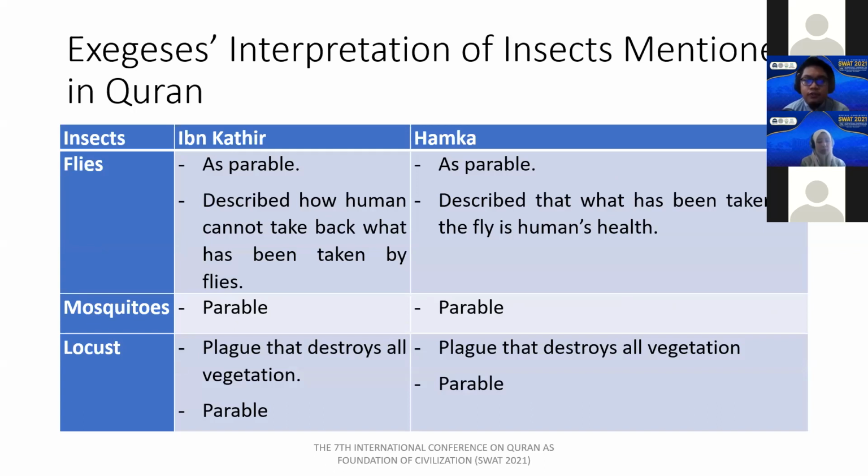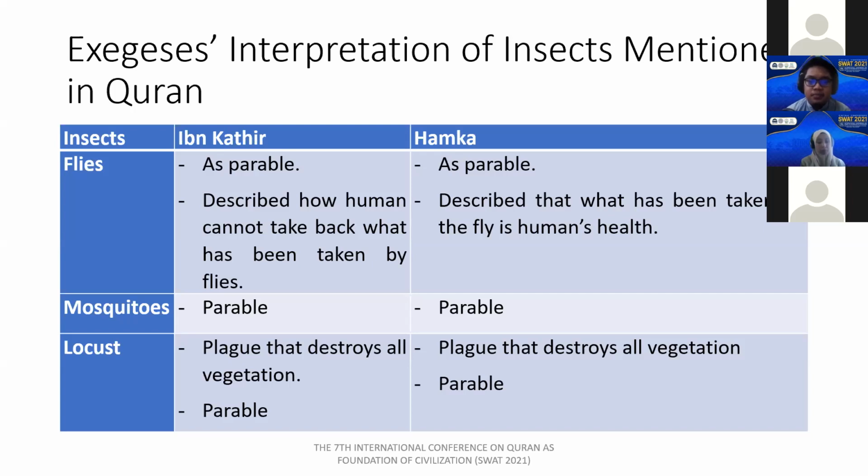And then for the flies, both Ibn Qasir and Hamka mentioned the fly as a parable. This is about the verses where Allah mentioned to those non-believers, to those who worship other than Allah, that even if they gather all the scholars in the world, they can never invent a fly. And then after that, Allah mentioned that humans cannot take back what has been taken by the flies.